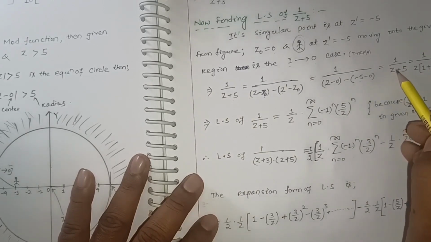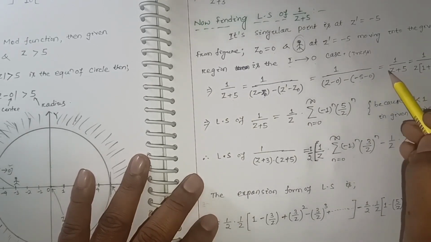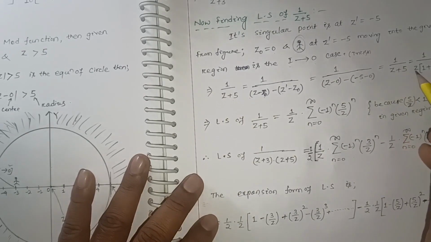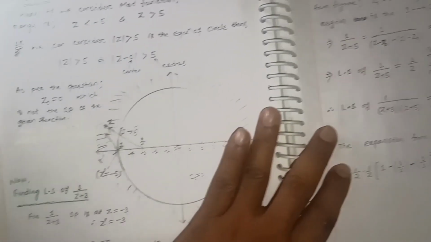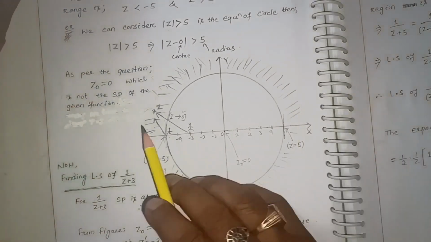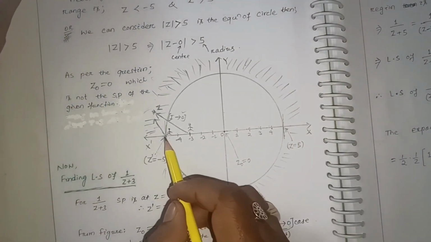And the first term, here you can see, is z. Just take z common from these two terms. We can find z into 1 plus 5 by z. Here 5 by z will always be less than 1. 5 by z is always less than 1 in this region. You can consider 5.1 itself.